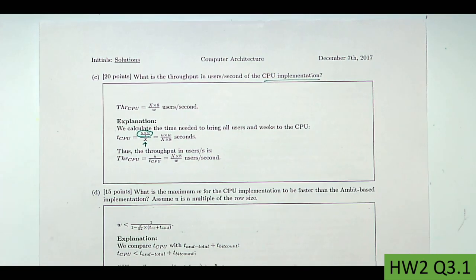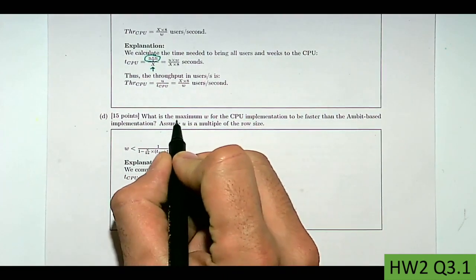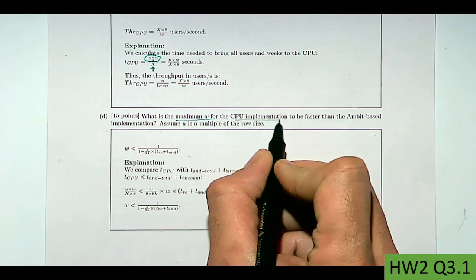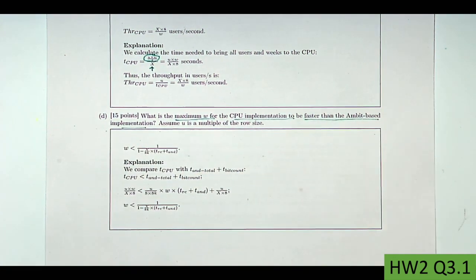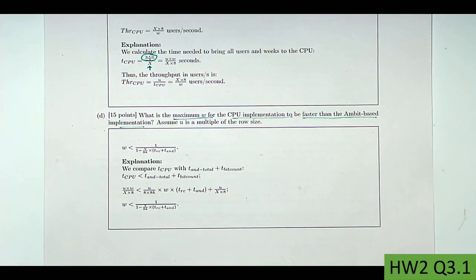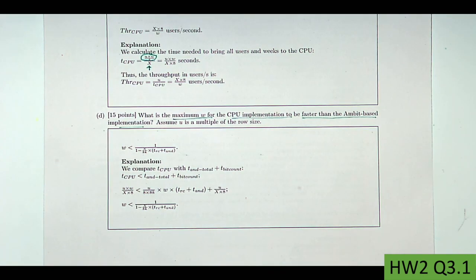And finally, the last part: what's the maximum W for the CPU implementation to be faster than the Ambit-based implementation? It's very reasonable to ask ourselves this question. Why is that? Because Ambit essentially is going to be efficient if we are operating on entire rows. If we are operating only on very few users, let's say 5 users, it doesn't make sense to compute using the Ambit engine. It would be wasting a lot of energy and potential throughput there.